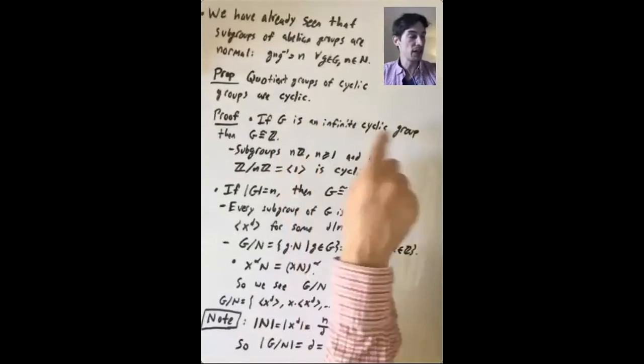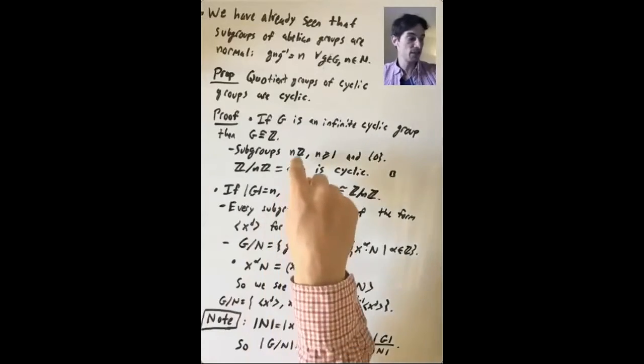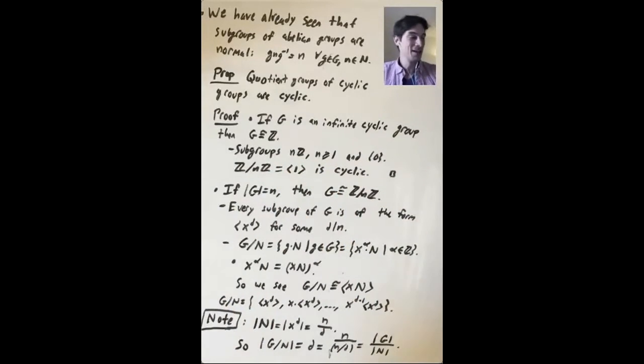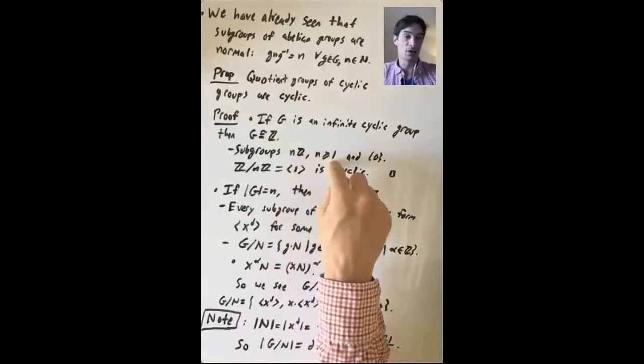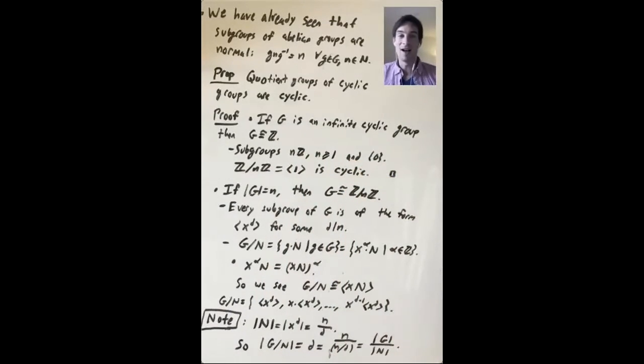So let's do the infinite case first. So we have G is isomorphic to Z. All the subgroups of Z are cyclic also. So they look like nZ for some n greater than or equal to 1, or the trivial subgroup. The quotient of any group by the trivial subgroup is the group itself. And so G mod the trivial subgroup is isomorphic to G, which is cyclic.